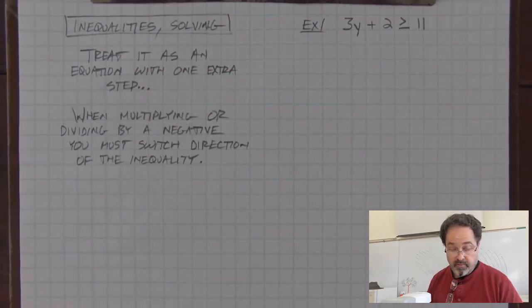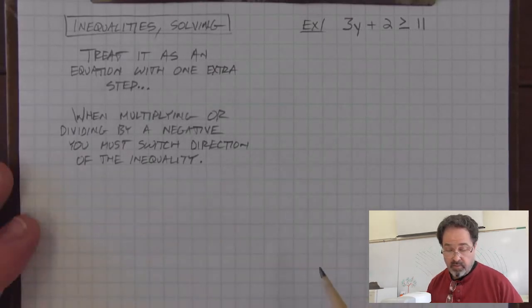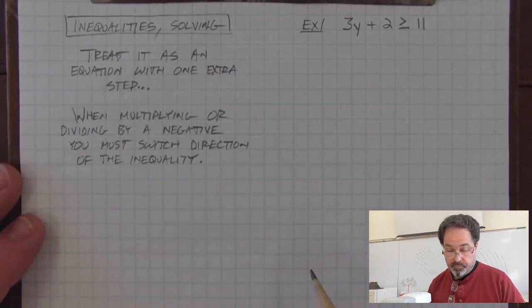This might make sense if you think of multiplying and dividing by a negative, which means that you're taking the negative of something. You're taking the opposite sign. So if you turn a number into its opposite sign, you also have to turn the symbol in the opposite direction. So we'll get practice with this.